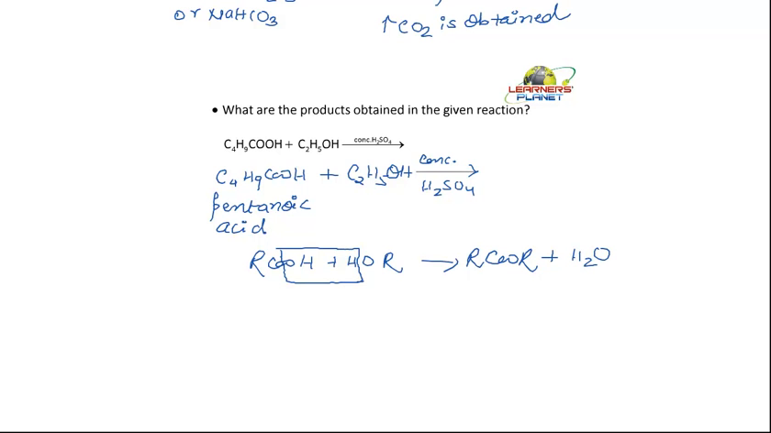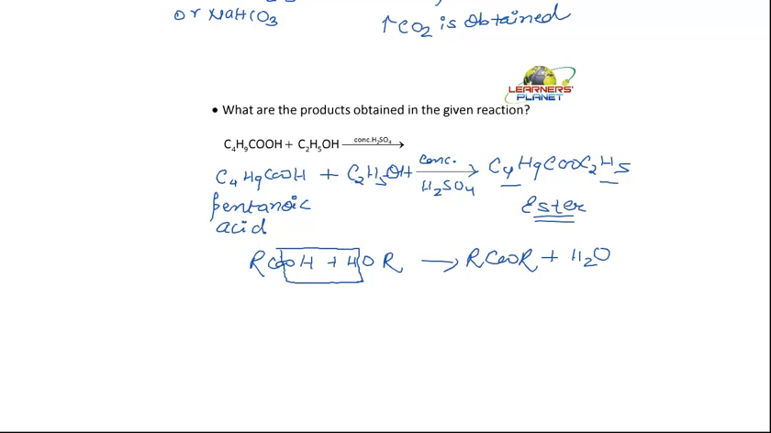So what will be the product here? It would be C4H9COOC2H5. So what will be its name? Its name would be butyl propanoate, or it would be ethyl butyl ester. Okay? So we are getting an ester here.